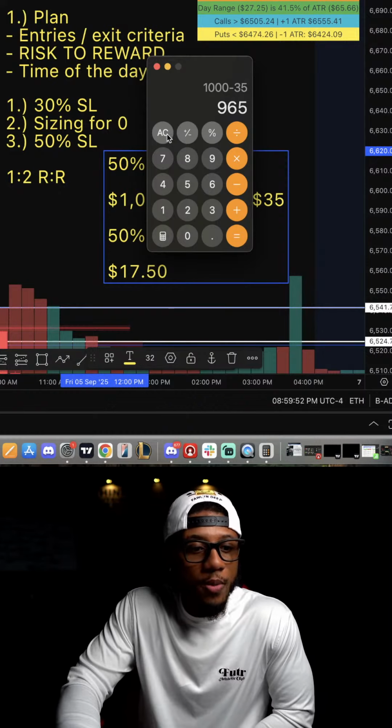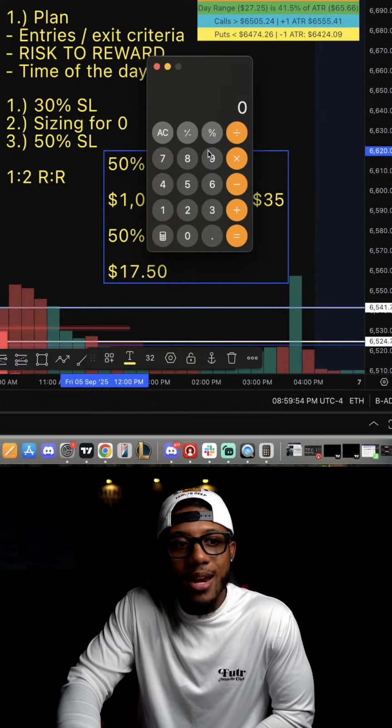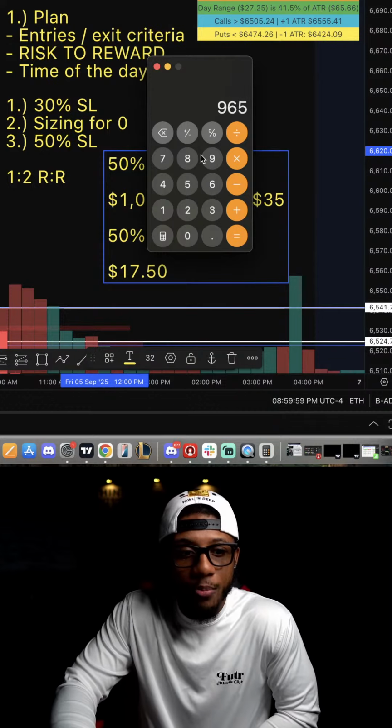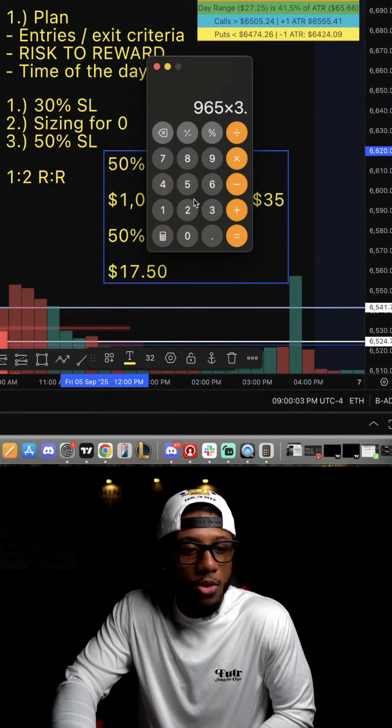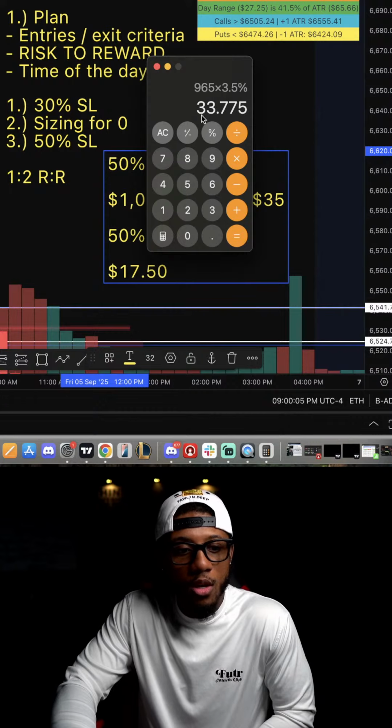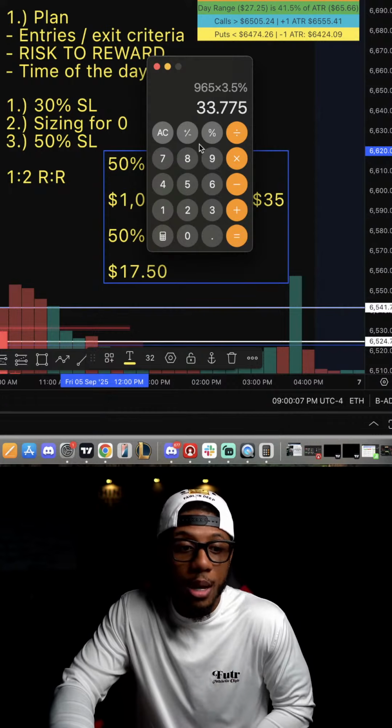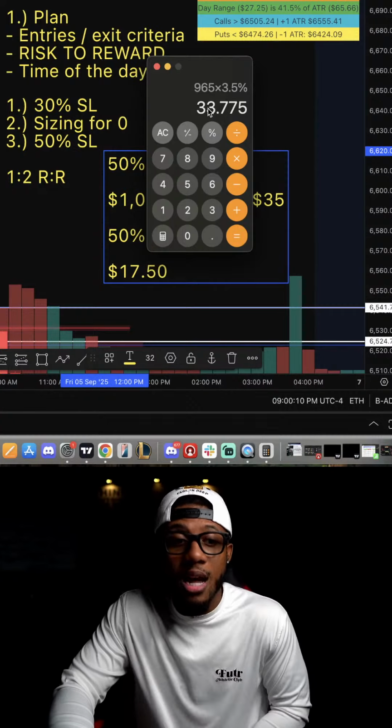But look at this, right? Let's say your account is at $965, and you're risking 3.5% on your account on a trade. So let's do the math together. 3.5% of your account is $33, and you're keeping a 50% stop loss. So you're still okay with losing about $16.